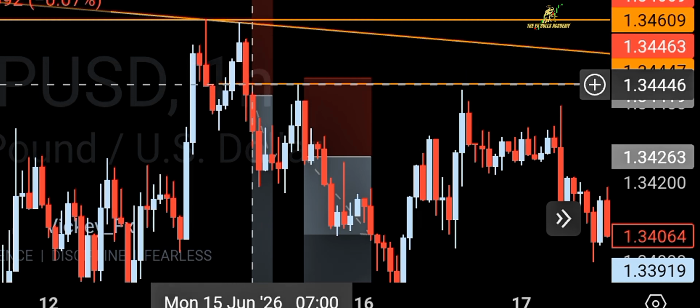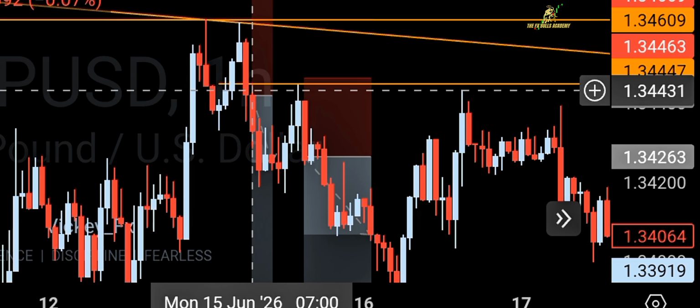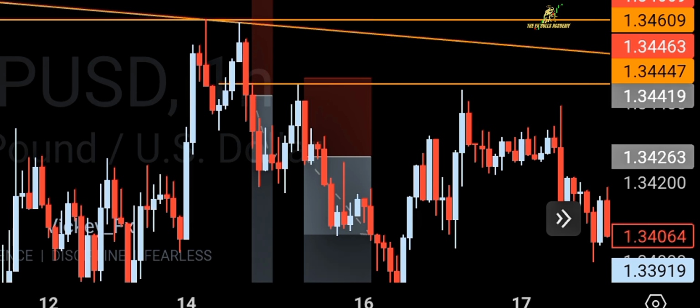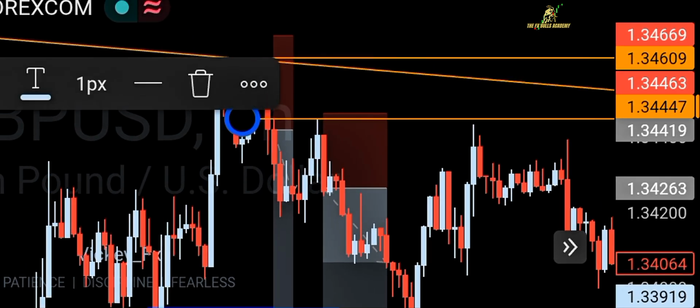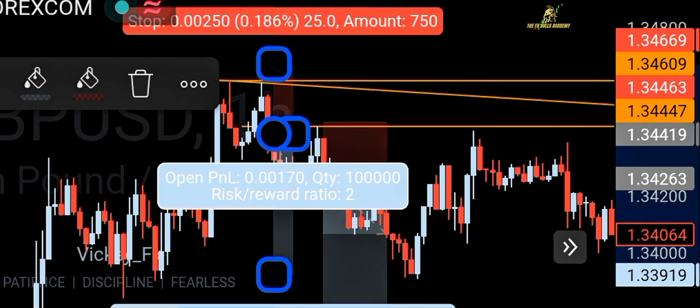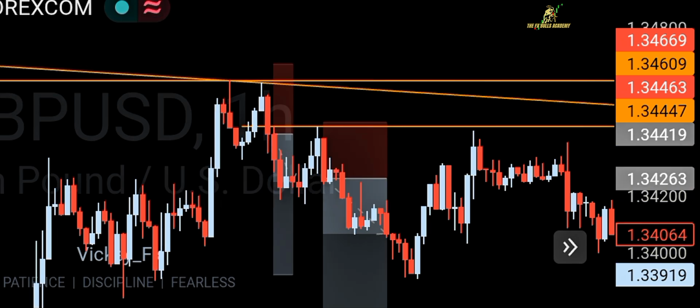This is a bearish candlestick indicating that price should sell from that zone. So what I did was I entered my sell position at this point here. I was risking 25 pips to make 50 pips on this trade. Just 1:2.